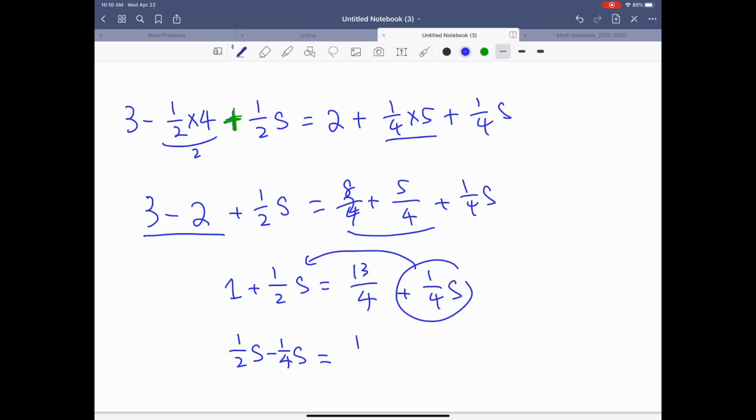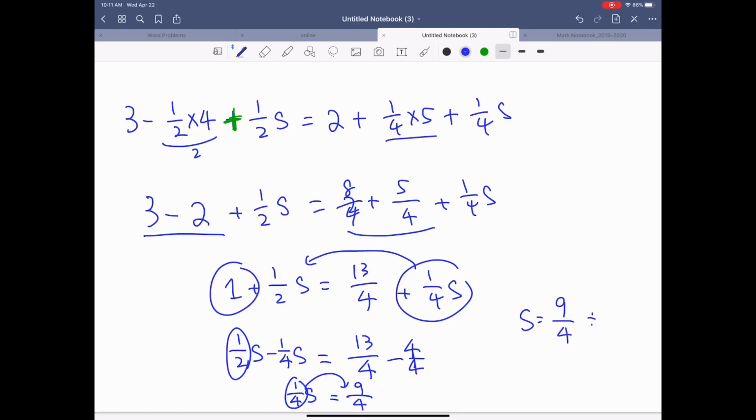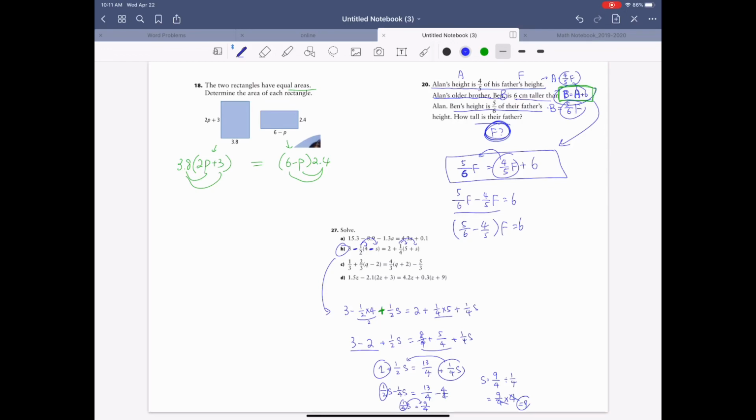I want to group the number terms on this side. This is +1, so over to the other side it's -1. So that's a half minus a quarter, so it will be a quarter left. And then this is 4/4 for 1, so it equals 9/4. So 1/4 flipped over to the other side, S will equal 9/4 divided by 1/4, 9/4 times 4, KCF, that equals 9. Okay, so the final answer: S equals 9.